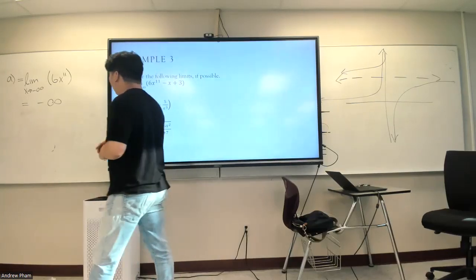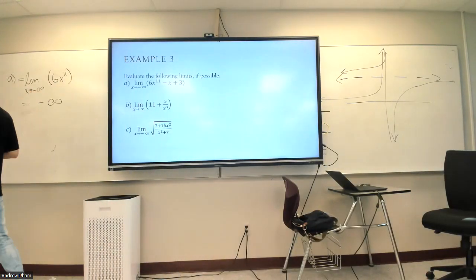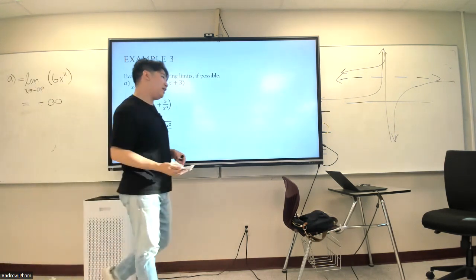All right, so that's part A. What about part B? We have the limit as x goes off to infinity of 11 plus 5x cubed.